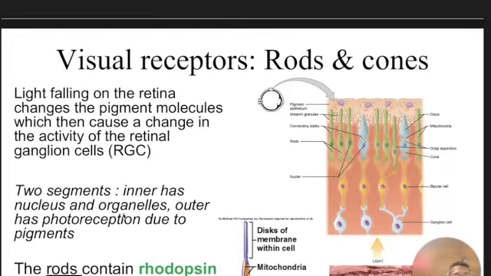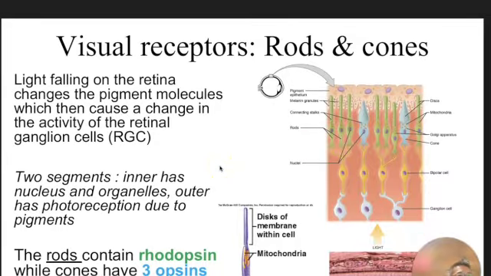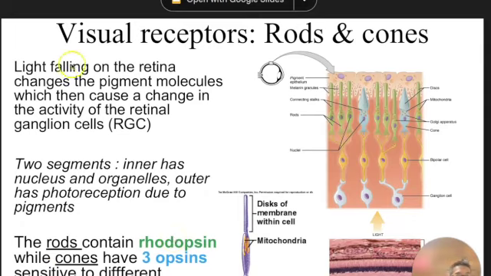So here are some nerves. Again, the eye and smell are the only ones that have bipolar. Okay, bipolar. Light falling on the retina changes the pigment molecule, which then causes a change in activity of the retina. So when light comes in, again, it changes, and then it will cause an action potential.